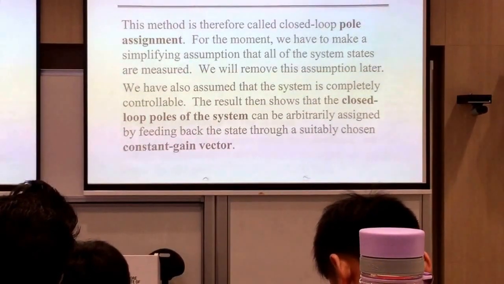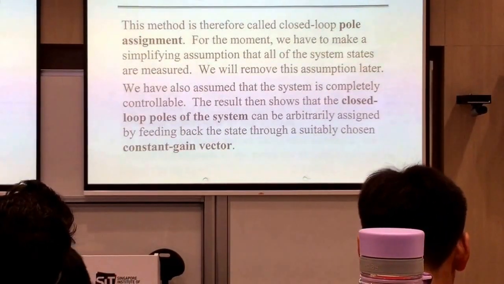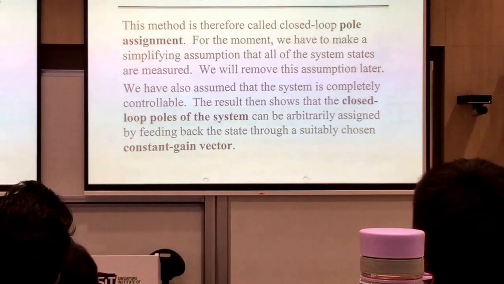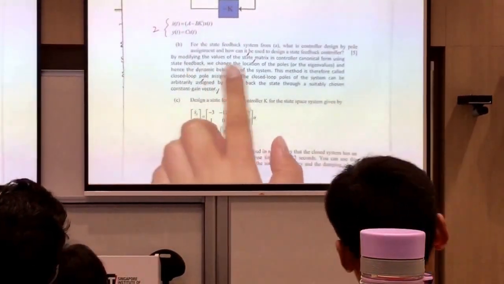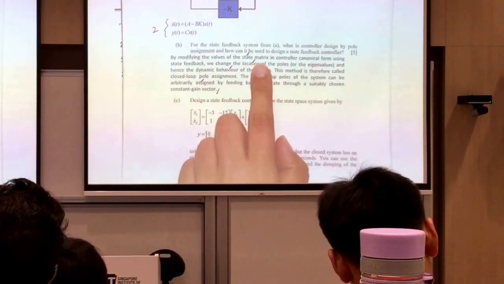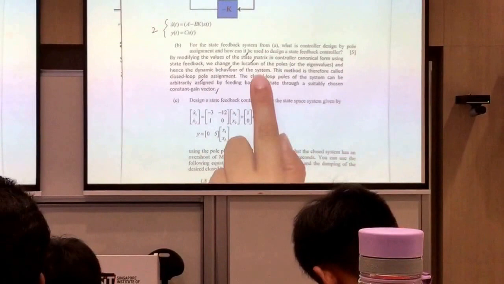Okay, we'll go through it. If you're interested, I'll show you the answer that we're looking for. I don't have to copy because we'll go through it again, right? So the answer is by modifying the values of the state matrix, which is A. Using state feedback, you can change the location and dynamic behavior of the system.